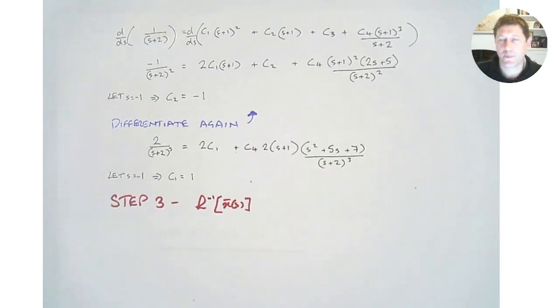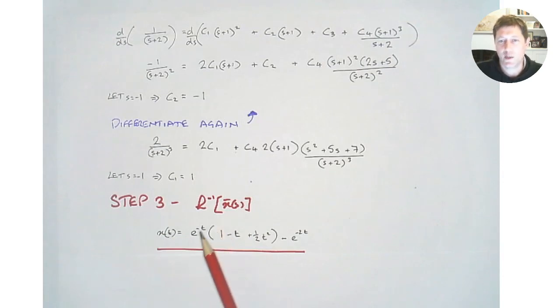Fantastic. We've almost finished. The last step is step 3, doing the inversion. And again, that's very simple now because we knew the general form of the solution already, and now we've got our 4 coefficients. We can take a part of the solution outside as a common factor, and so our solution is e to the minus t multiplied by 1 minus t plus half t squared, minus e to the power minus 2t. Good. So that finishes our revision.